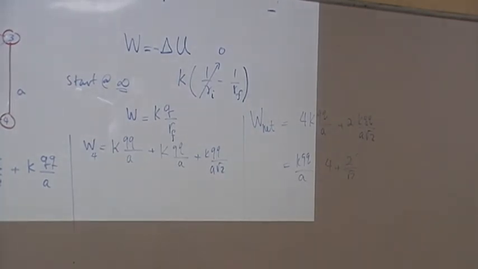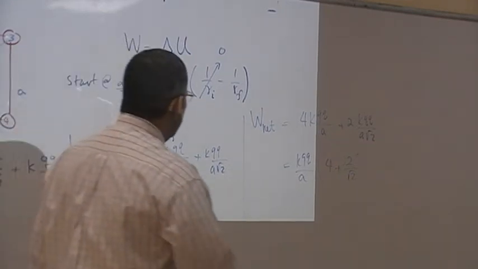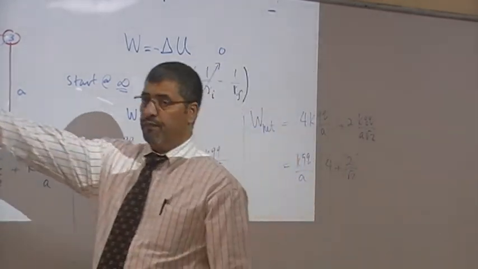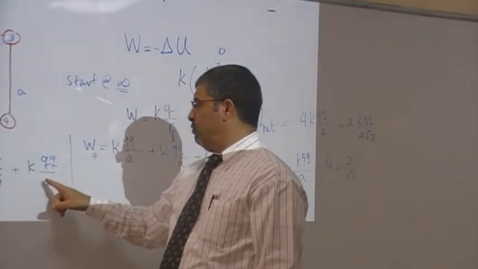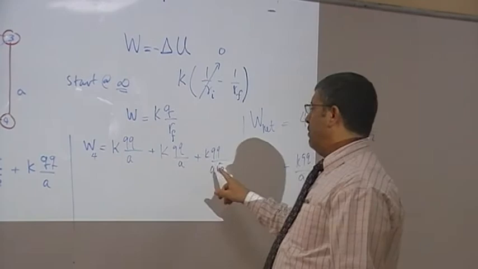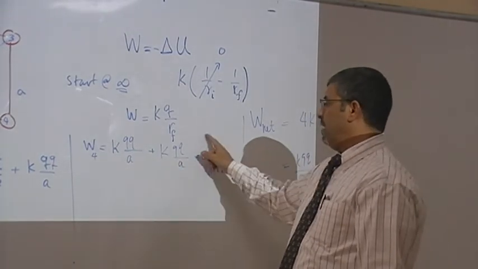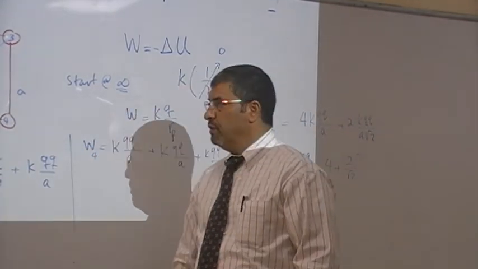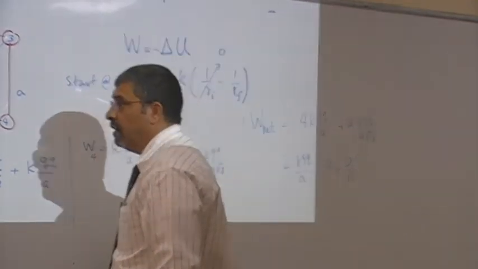Isn't it 3Q over A? I have 1 here. Oh, 1. Okay, 2, 3, 4, and I have these two guys. You forgot the first one.